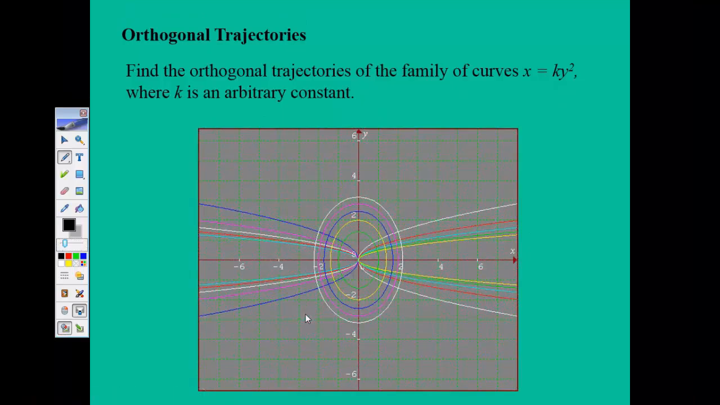Here, the x equals k y squared are the hyperbolas opening up along the x-axis, and you can see the ellipses that we found the equation for just now. These do represent a family of curves because we had that plus c. We had x squared plus y squared over 2 equals c. So we do get a family of curves.